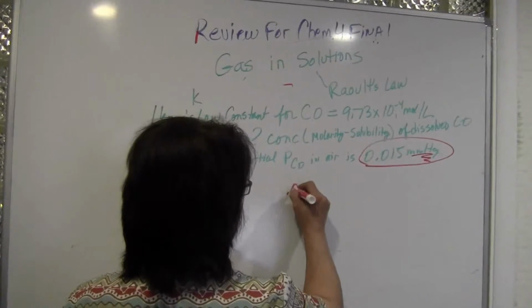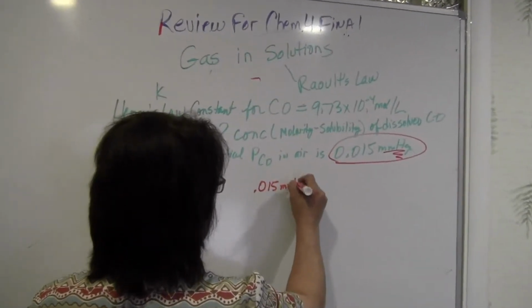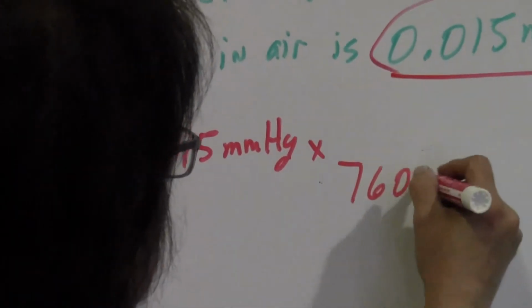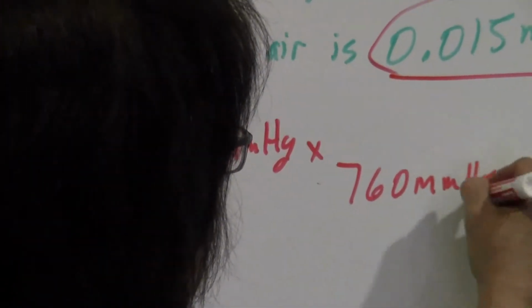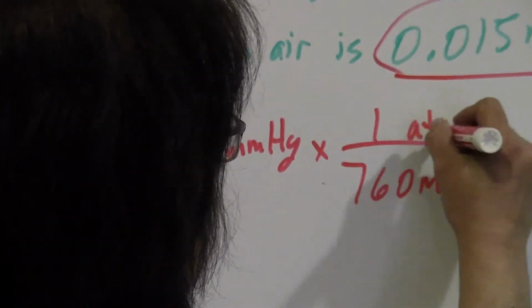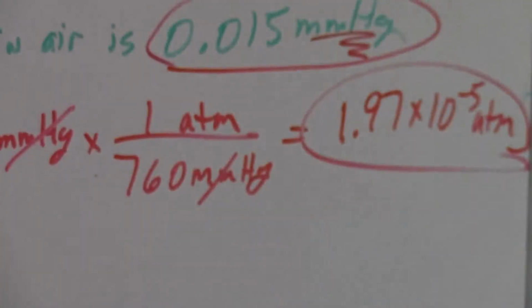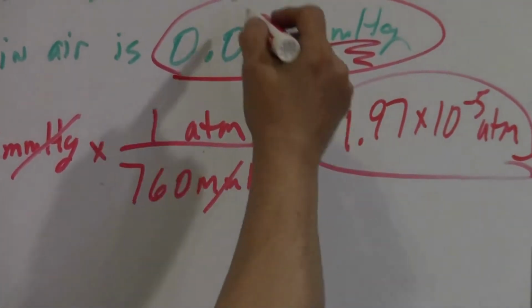So we have 0.015 millimeters of mercury, and we know there are 760 millimeters of mercury in 1 atmosphere. These cancel. So what are we left with? That's going to be 1.97 times 10 to the minus 5th atmospheres. Ooh, I'm glad we caught that error before it happened. I'm going to cross this out.